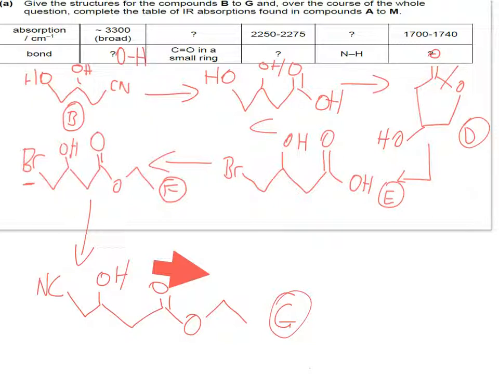And I'm going to change colour just so it's a bit more visible. Now we have our carbon oxygen in a small ring. Well, we've got a small ring in D, so D has an absorption of 1775, and that's the one we don't know. So 1775 goes in there.